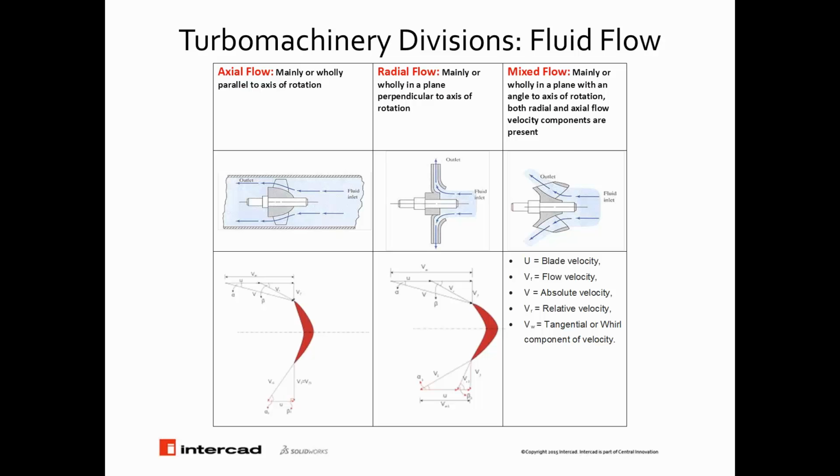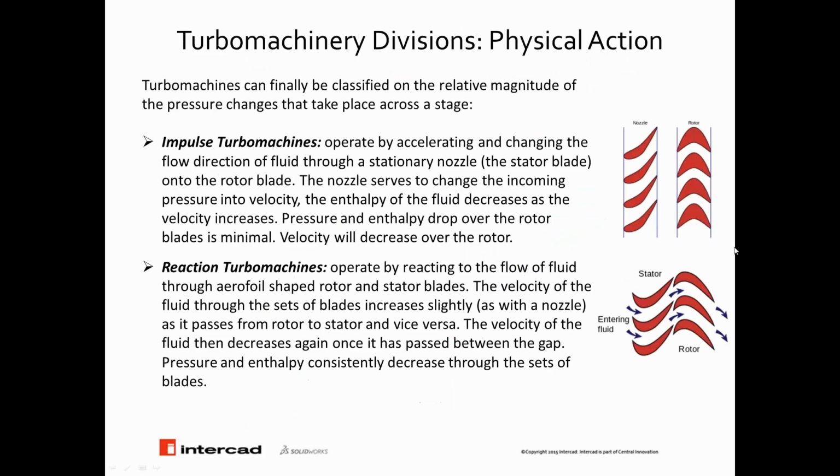All right, and the last one, which we're talking about, is physical action division. Impulse turbomachinery basically has a nozzle section and a rotor section, which we are going to explain more in the next slide. We're talking about changing the flow direction from the stationary nozzle to the blades, increasing the velocity and pressure change. And this two-way division is mostly about the level of pressure change in our turbomachinery device.